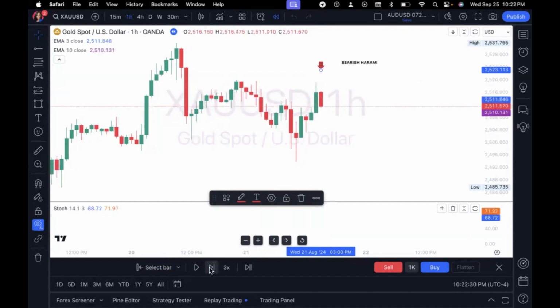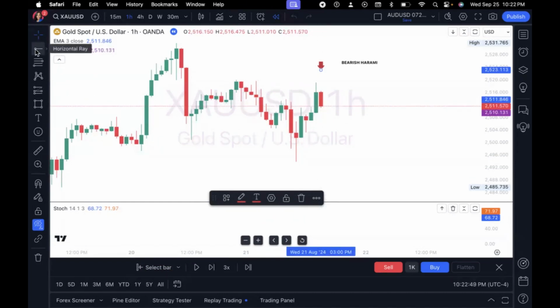Now, we can see so far that this red candle fits completely within this green candle, making it a bearish Harami. Now, what we would want to see next is on the third candle, which will be your entry candle, it should open lower than this candle and then continue to push down.